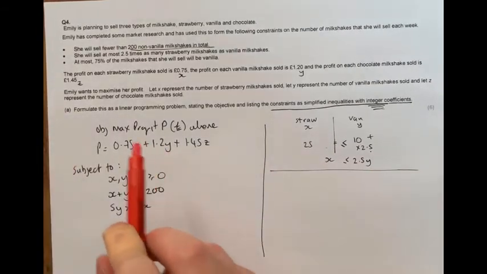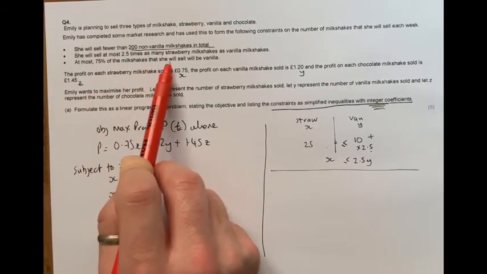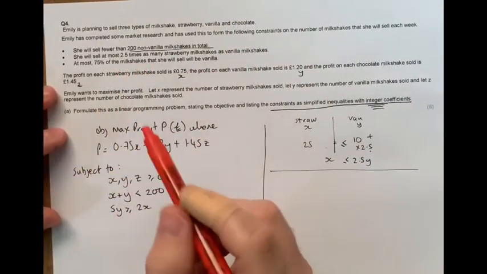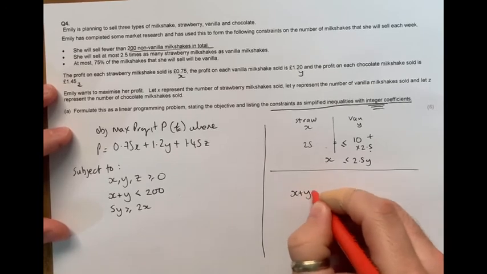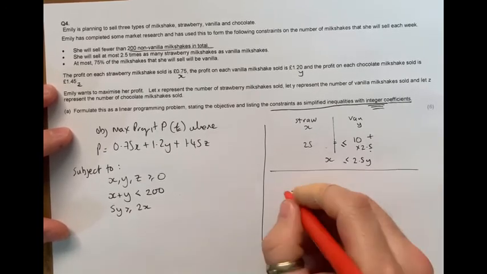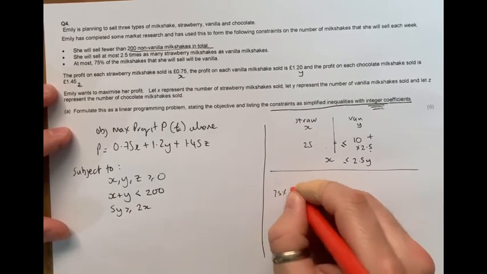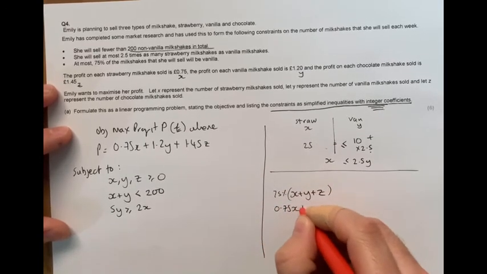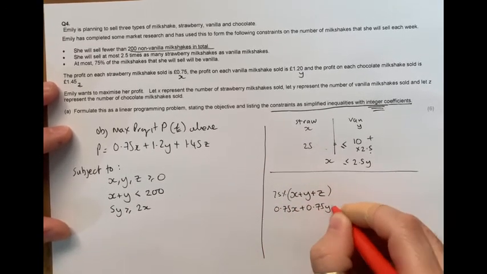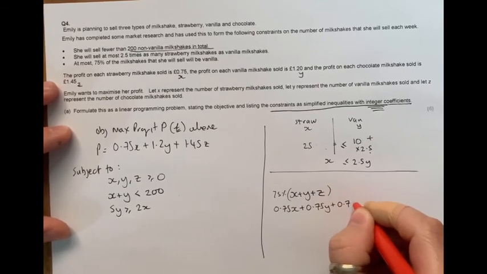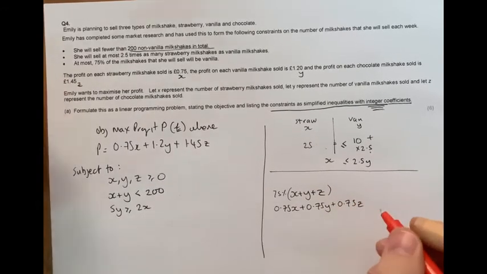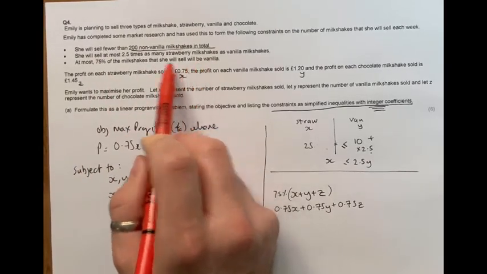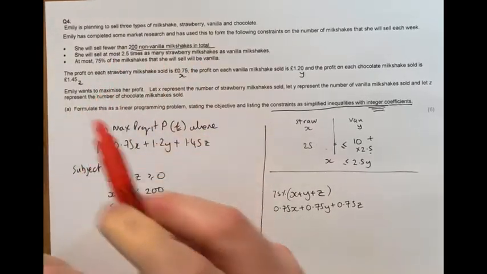Okay, the last one. At most, 75% of the milkshakes will be vanilla. So 75% of the milkshakes, so the milkshakes are X plus Y plus Z. That's the total amount of milkshakes you make, and we want to work out 75% of them. So that's 0.75 times this, X plus Y plus Z. And it says at most 75% of the milkshakes will be vanilla. So vanilla needs to be smaller than 75% of the total.